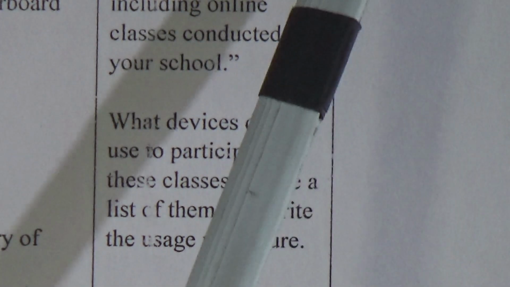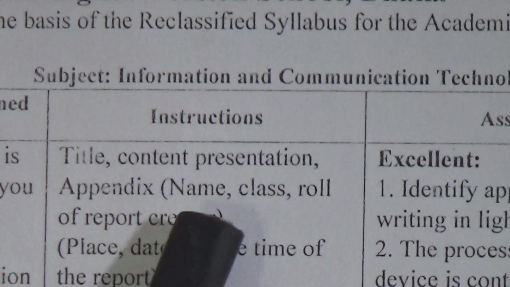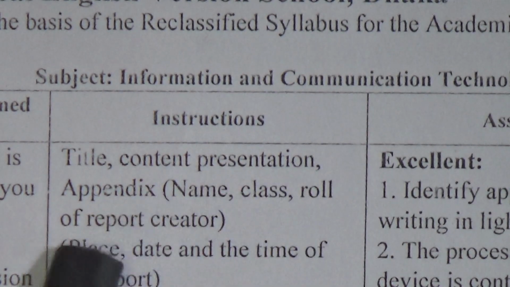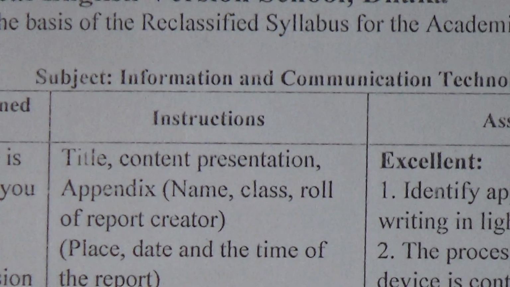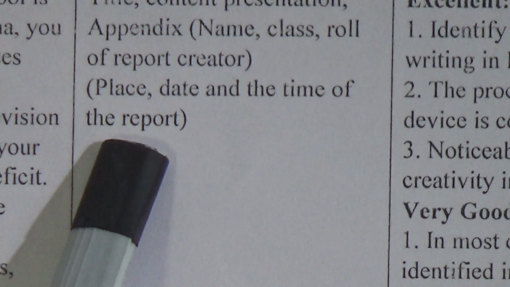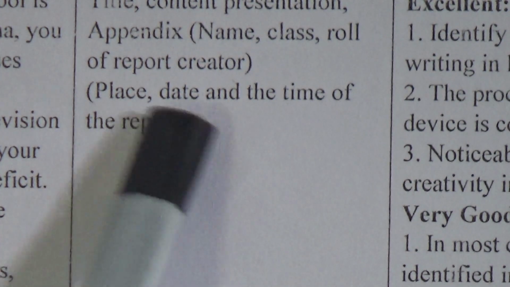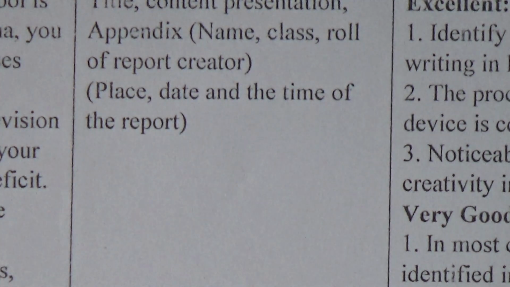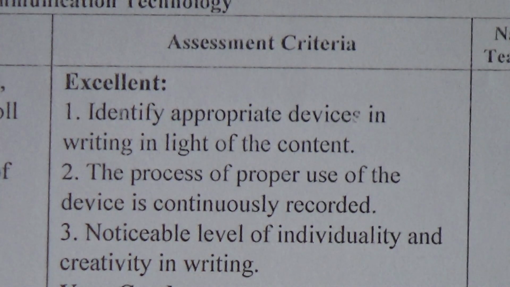Instructions: title, content presentation, appendix, name, class, role of report creator, and place, date and the time of the report. So at the last part of the report, you have to mention place, date and the time of the report. Now this is your assessment criteria: excellent, very good, good, and need to progress.